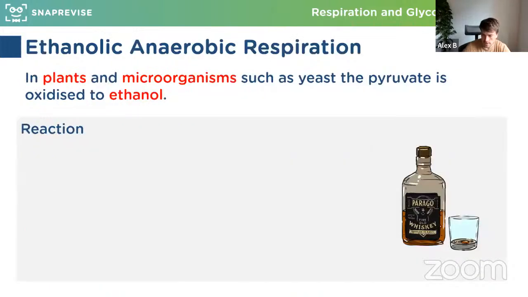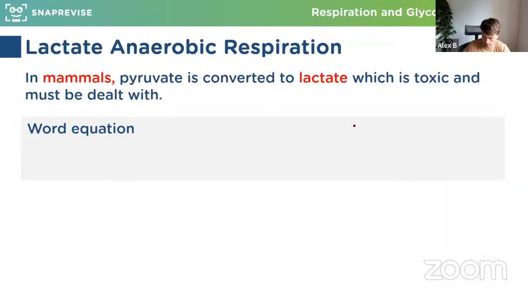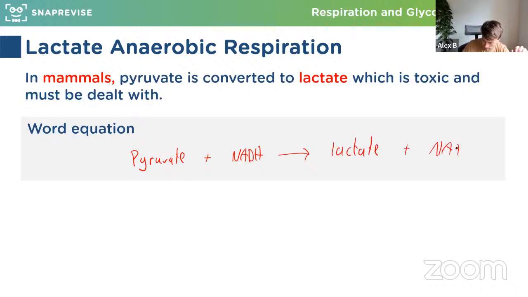So we can write this as an equation, maybe a little bit differently. Oh wait, that's the ethanol one. So just pyruvate plus NADH goes to lactate plus NAD. We don't make any ATP. We've just regenerated NAD. That's the whole point of this.